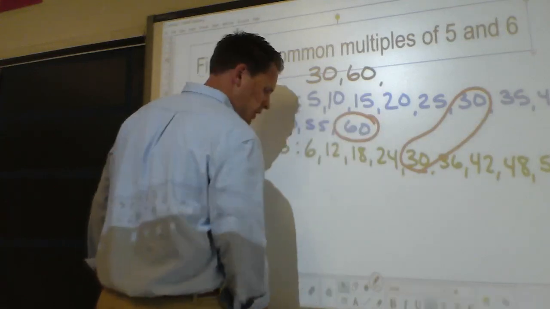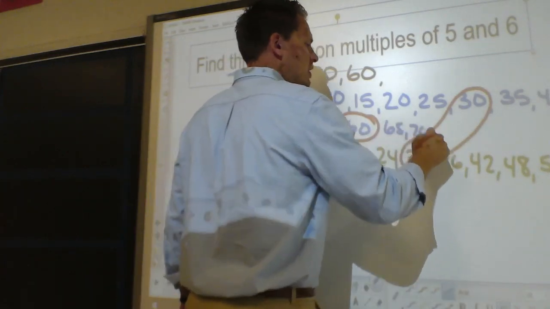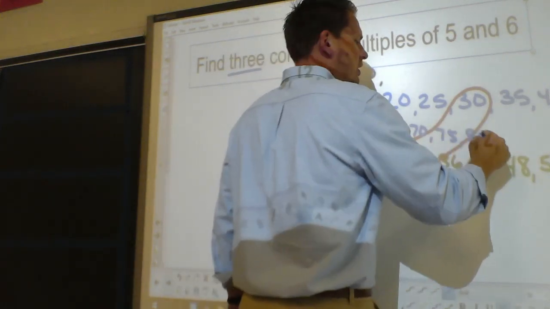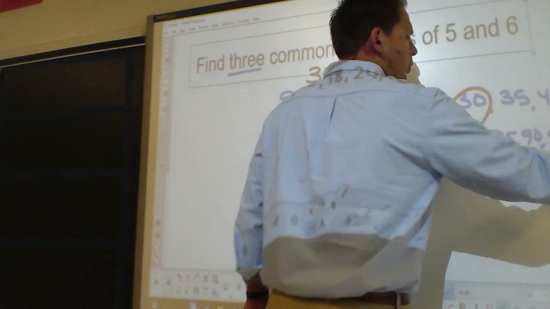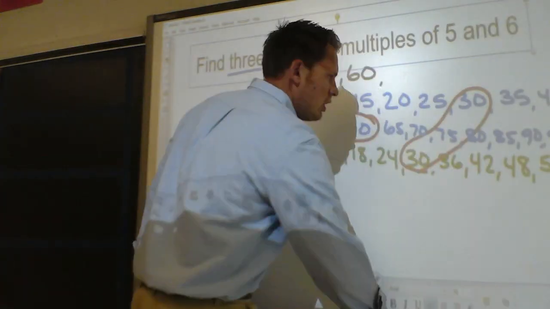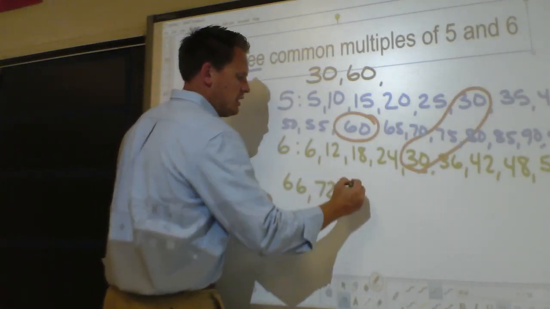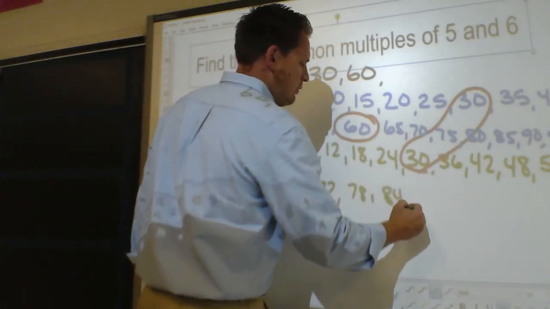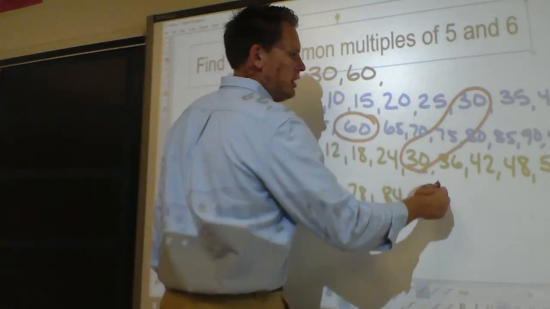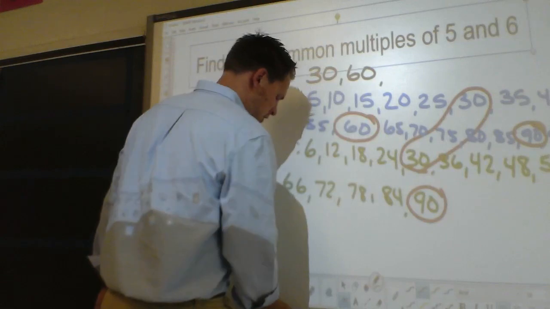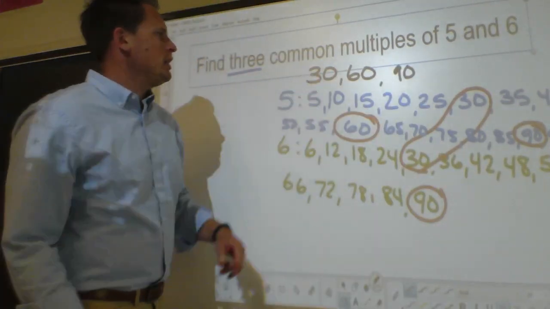Let's find another one. All right, so we got 65, 70, 75, 80, 85, 90, 95, 100. All right, hopefully we get to the next one. All right, 66, 72, 78, 84, 90. 90 and 90. So our third one is 90. Do you guys see a pattern here?